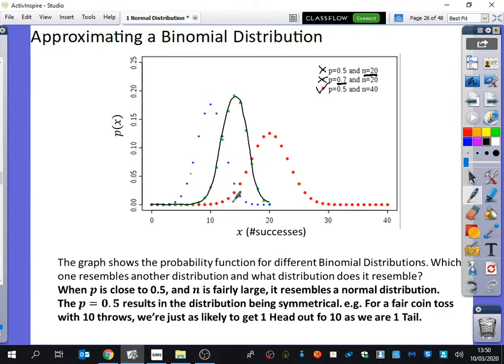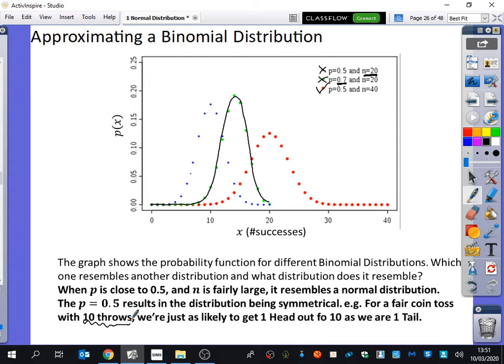The p equals 0.5 results in the distribution being symmetrical. For example, if it's a fair coin toss with 10 throws, we're just as likely to get one head out of 10 as we are one tail. So the symmetry comes from the fact that it's 0.5. However, if I only had 10 throws, that would be quite a jagged one if I were to join it together. If it had 1,000 throws, then I would be able to smooth it out into a normal distribution.